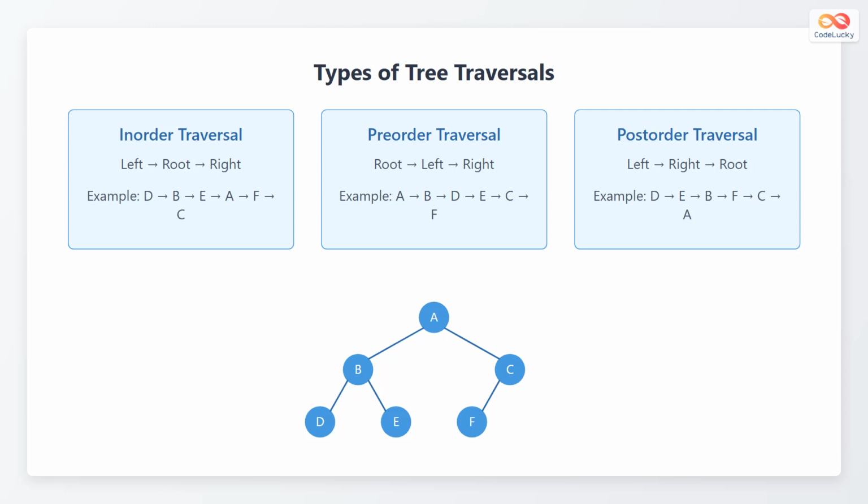The order of traversal is different for all three. Inorder traversal would be D, B, E, A, F, C. Preorder traversal would be A, B, D, C, F. Postorder traversal would be D, B, F, C. The tree structure is kept the same for all traversal methods.